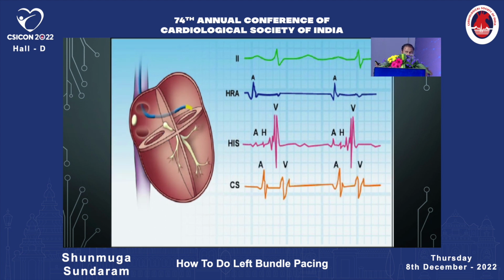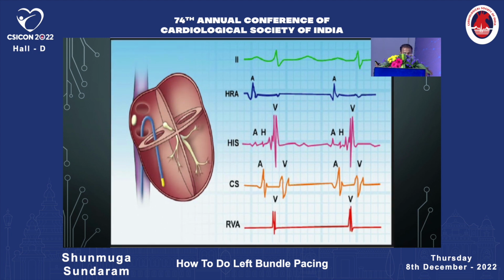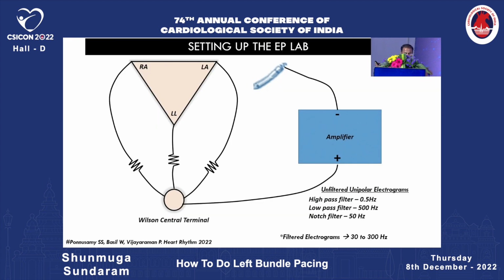When you place it in the coronary sinus, of course, we know that it is in the AV groove, so it's going to generate both atrial and ventricular electrograms. And of course, the RV apical catheter will generate the RV electrogram. So knowing the His electrogram is very important because that is going to localize the His bundle, from where you can start performing either His bundle or left bundle branch pacing.